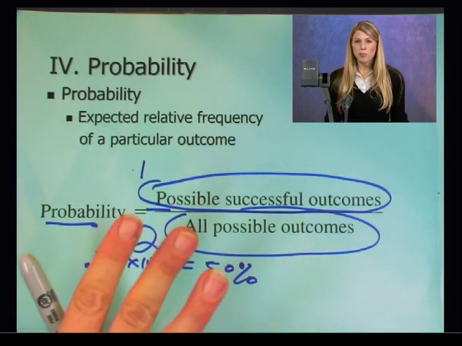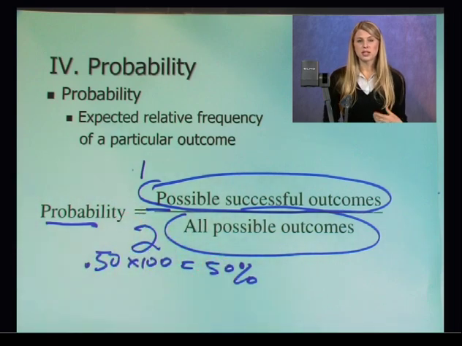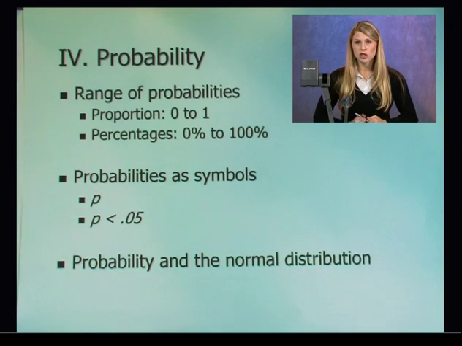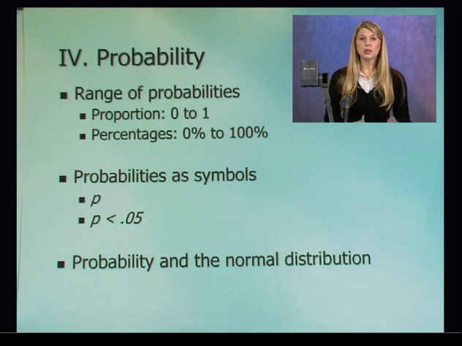Now, probability is going to be crucial to understanding statistics as we move along. So a couple more things about probability is that probabilities range from 0 to 1. All probabilities range from 0 to 1 or 0 to 100%. So I said 0.50 was the probability of flipping a heads when I flip a coin, or 50%. If I have a probability of 0, that means it cannot happen. That's an impossible event.